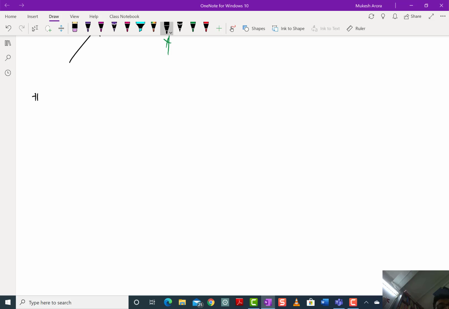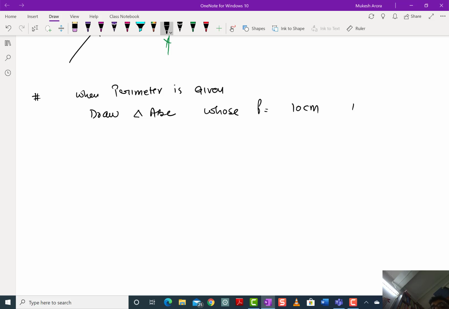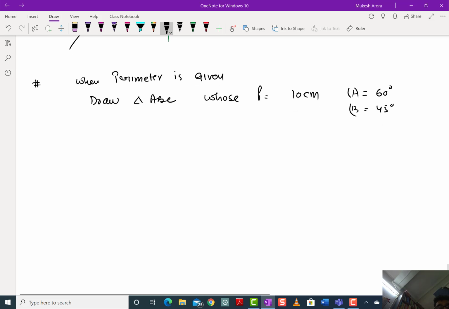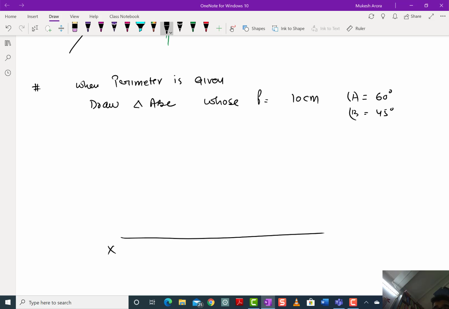The last sum of this segment is when the perimeter is given. When the perimeter is given, draw triangle ABC whose perimeter is 10 centimeters, angle A is equal to 60 and angle B is equal to 45. First of all, we'll draw a line XY with the perimeter 10 centimeters. We'll draw the angle at one end 60 degrees. We'll draw the angle at another end 45 degrees.